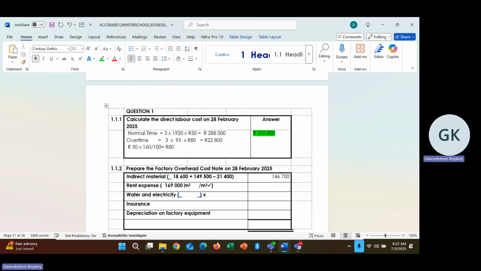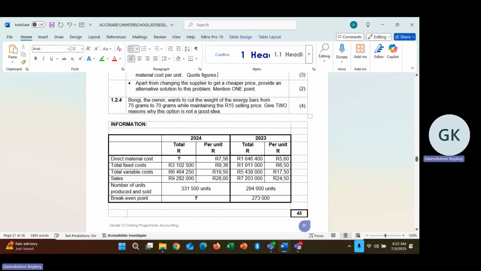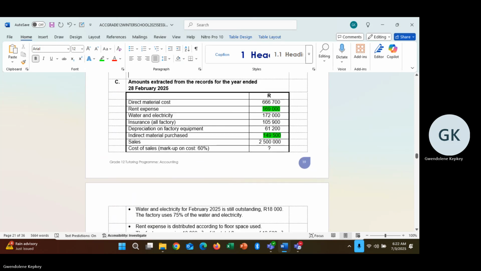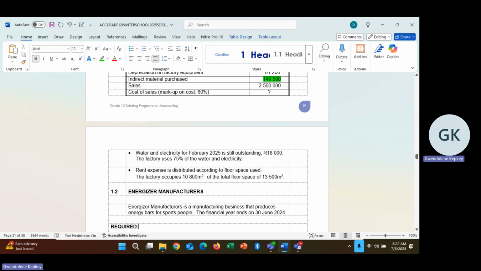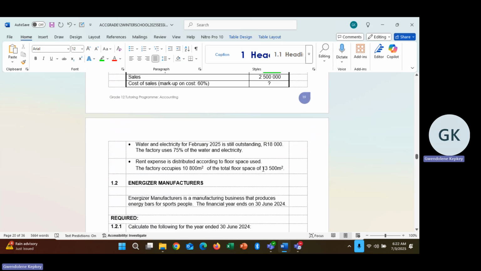So I will say 169,000. Then I'm going to multiply it. In total, the floor space is 13,500 square meters. Where do I get that information from? Let's quickly go there. Sorry, I'm going a bit too fast over here. They're telling me that my floor space in total is 13,500 square meters, and the factory occupies 10,800 square meters of that total space.